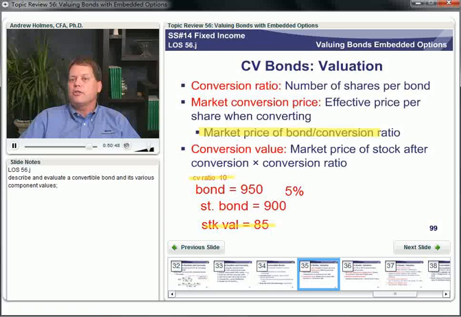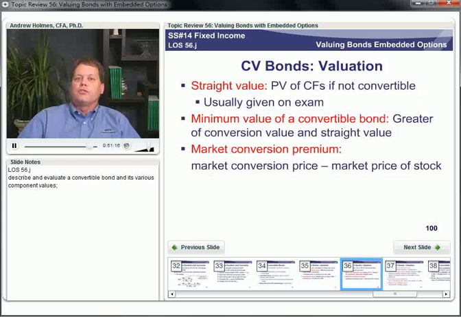The conversion value is the market price of the stock after conversion times the conversion ratio. So that's going to be 85 times 10, since we get 10 shares of stock, and that's going to equal $850. If you bought the bond today for $950 and immediately converted, you'd have $850 worth of stock. Not a very good deal, right? So what about the straight value of the bond? Well, that was given to us at $900.